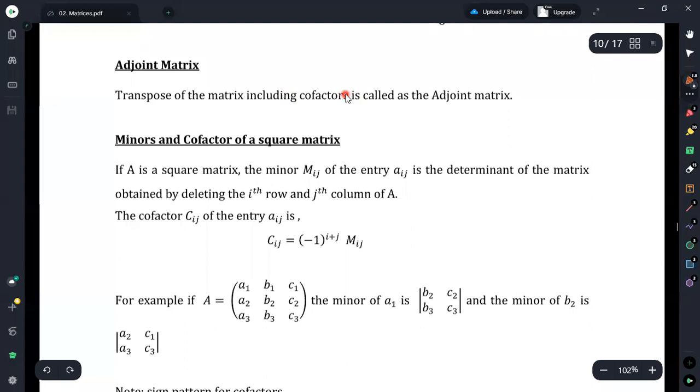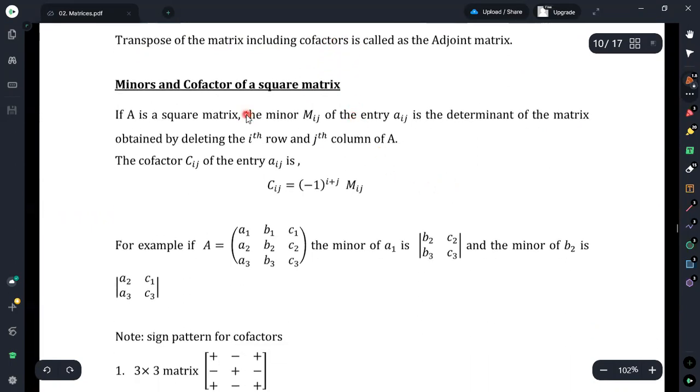Therefore, if you can obtain the cofactors of a given square matrix, then once you obtain the transpose of the matrix which includes the cofactors, such a matrix is said to be an adjoint matrix. When we are going to obtain the adjoint matrix, it is a matrix including cofactors. Therefore, prior to obtaining the adjoint matrix, we have to identify what is actually meant by these cofactors.